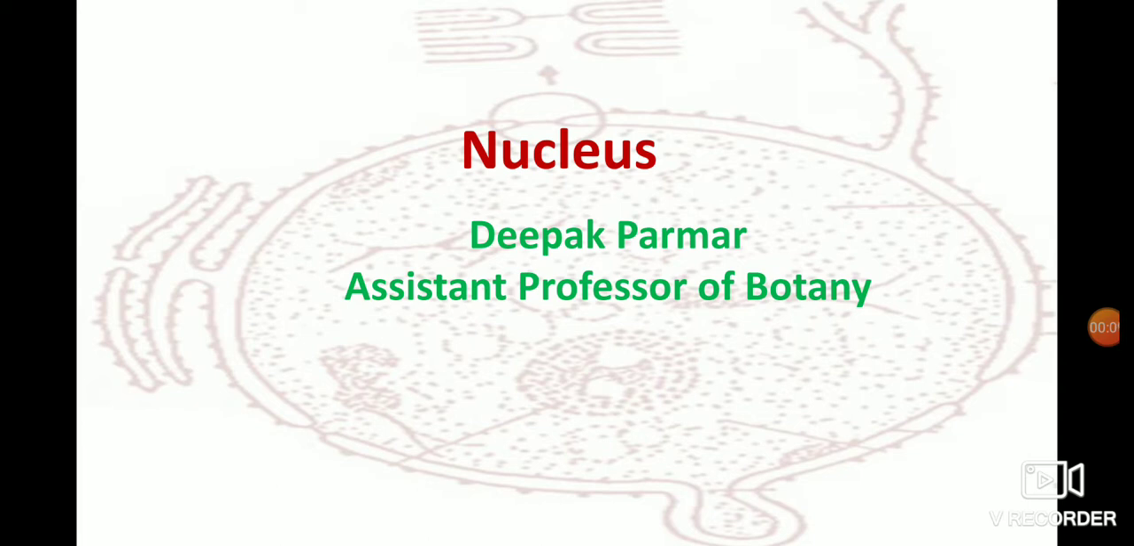We have already known that all living organisms are made up of cells. Cells are the structural and functional unit of an organism. These cells are of two types, the prokaryotic cell and the eukaryotic cell. The eukaryotic cell has a prominent structure which is called the nucleus.